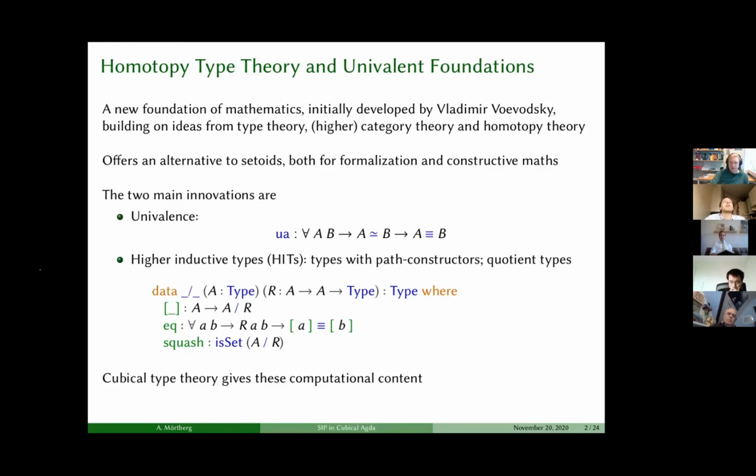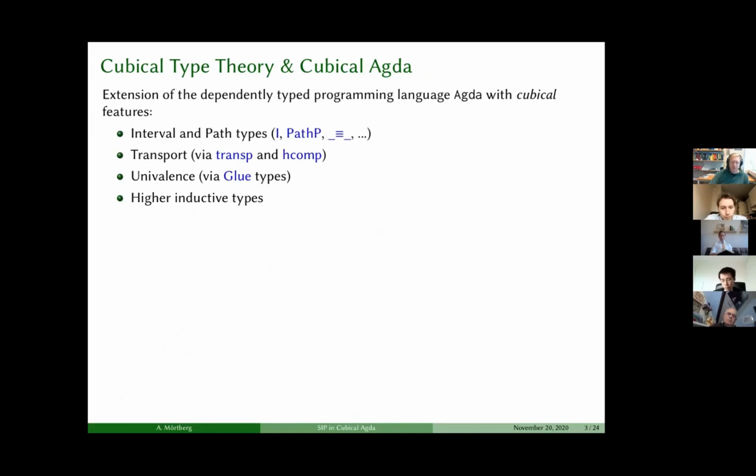All right. So that was an intro to homotopy type theory. Let me say a few more things about cubical type theory and cubical Agda.